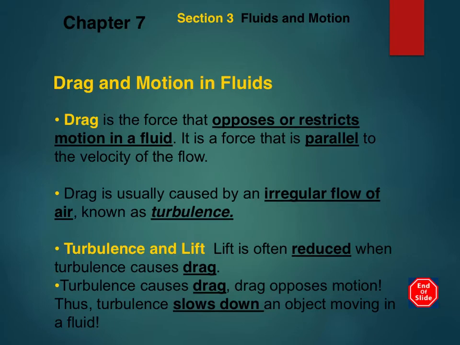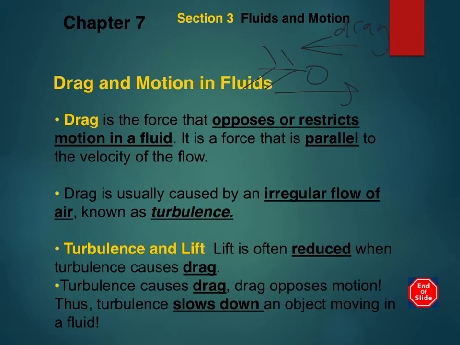If you're swimming in the water and you're going this way, trying to swim in that direction, drag would go in the opposite direction, okay? So your bathing suit, or let's say you jumped in the water with all your clothes on, that would create a lot of drag, opposing motion in the water. Drag is usually caused by an irregular flow of air or water, known as turbulence. You have all heard of turbulence before.